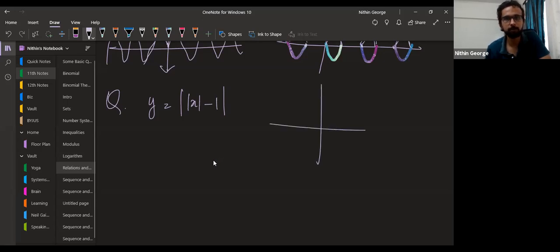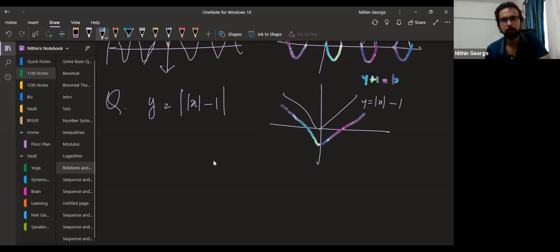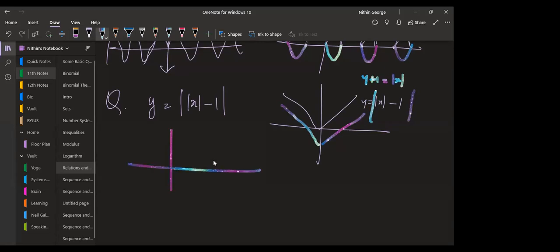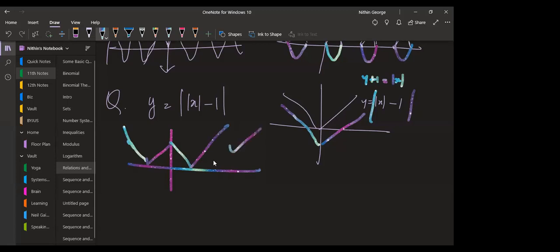How do you go about this question? Y equal to mod x first. Then mod x minus 1, what do you do? You bring it down 1 unit. Or you can write it as y plus 1 equal to mod x. So you bring it down 1 unit. And then you're looking for mod of this. So what do you do now? We take off the negative part, which is that small triangle below the origin, and then mirror that up, and then you have this W-shaped stuff. There'll be an answer.